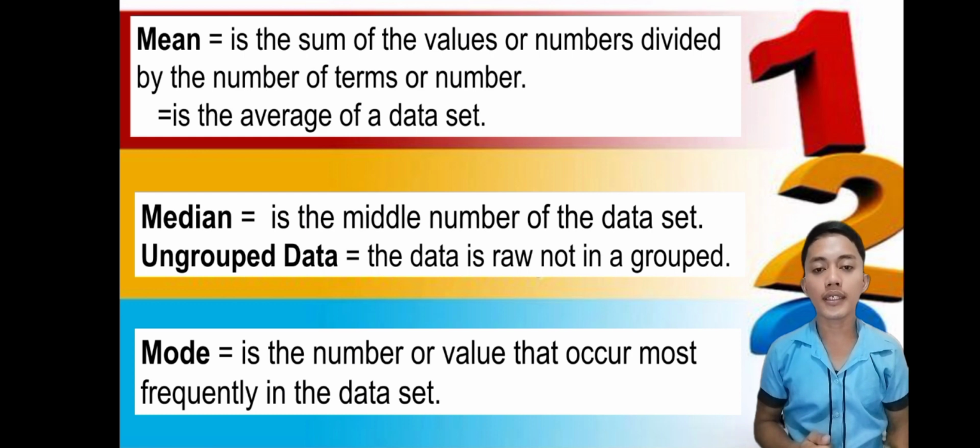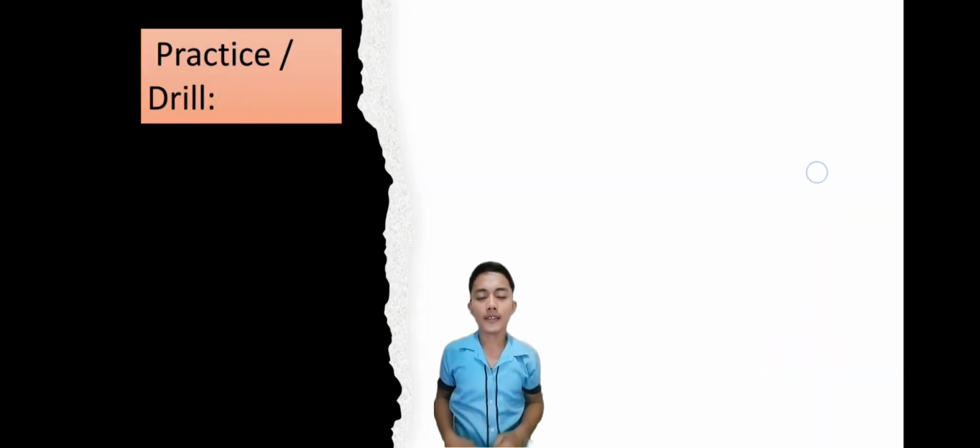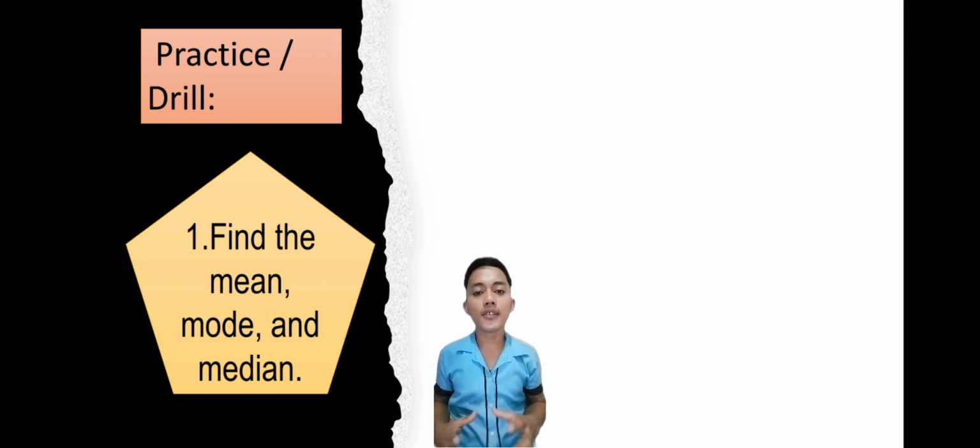Number 2 is the median. Median is the middle number of the data set. Number 3 is the mode. Mode is the number or value that occurs most frequently in the data set. And lastly is the ungrouped data. Ungrouped data, the data is raw, not in a group. Now, did you learn the meaning of mean, median, and mode?